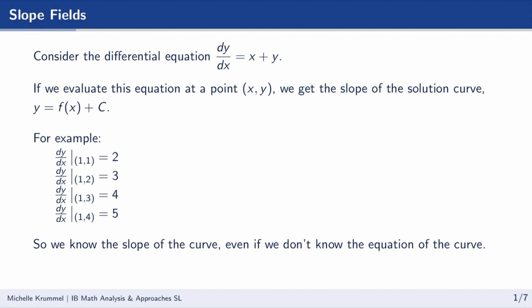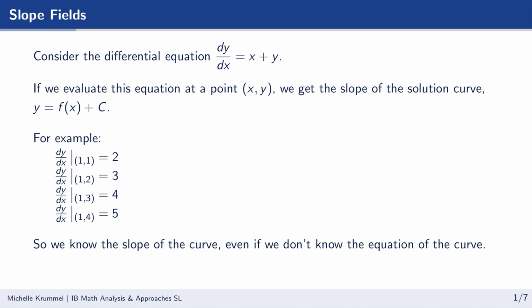So we can, for example, conclude that at the point (1, 1), the slope dy/dx would just be 1 plus 1, or 2. So it has a slope of 2. So even though we don't know what the graph of y equals f of x looks like, we know what the graph of its tangent line looks like at that particular point, and that gives us some information about where the graph is and what it's doing and how it's changing.